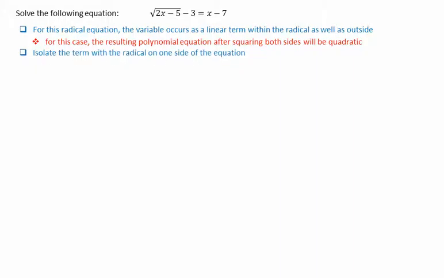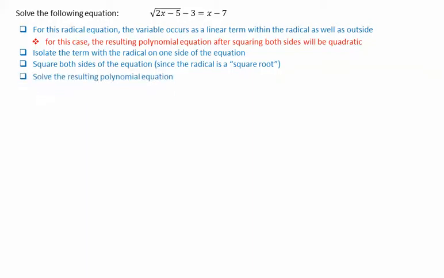First, we isolate the term with the radical on one side of the equation. Then square both sides of the equation since the radical is a square root in order to eliminate the radical. Then solve the resulting polynomial equation, in this case a quadratic equation. And finally, check the answers and reject any extraneous solutions.